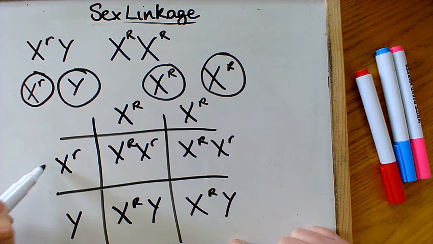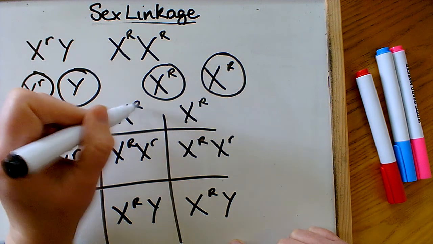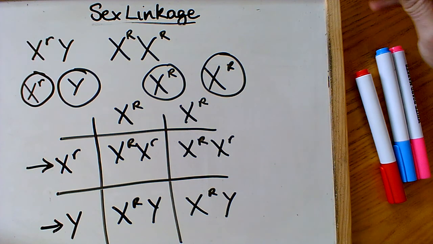Okay? The only way he's going to pass on that X little r is to a female child, not to a male child. The male children are all getting the Y. So if either of his boys had red-green colour blindness, they would have had to inherit it from their mum. She would have had to have had a big R and a little r. Okay? It's extremely rare for females to have red-green colour blindness.